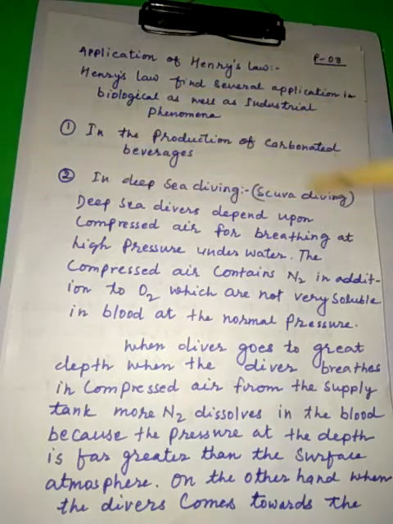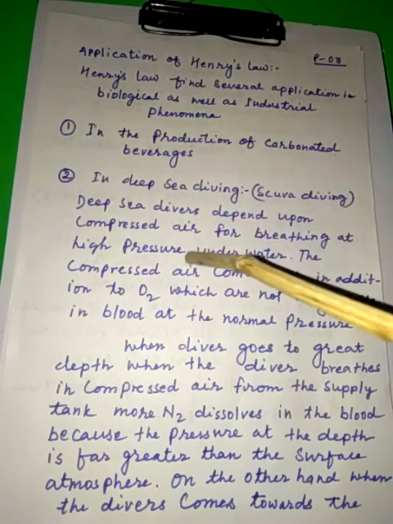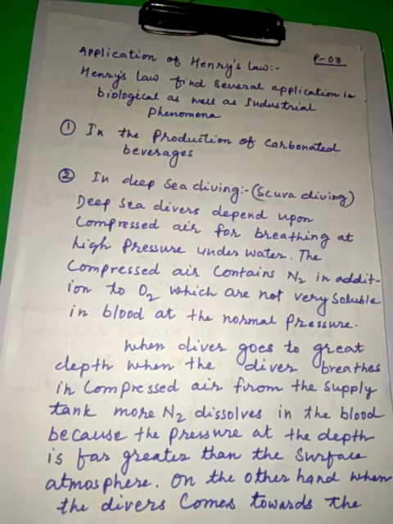Second, in deep sea diving, deep sea divers depend upon compressed air for breathing at high pressure underwater. The compressed air contains N2 in addition to O2, which are not very soluble in blood at normal pressure. When a diver goes to great depth and breathes in compressed air from the supply tank, more N2 dissolves in the blood because of high pressure. Because when you go into the sea at greater depth, the pressure is high.